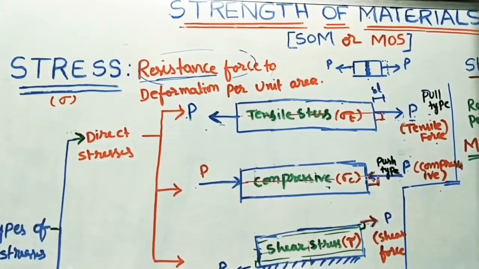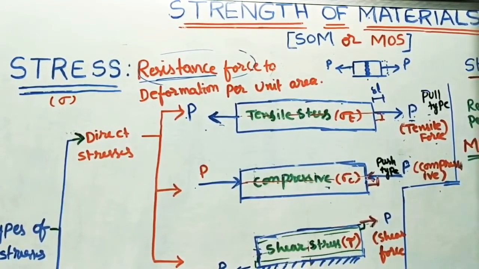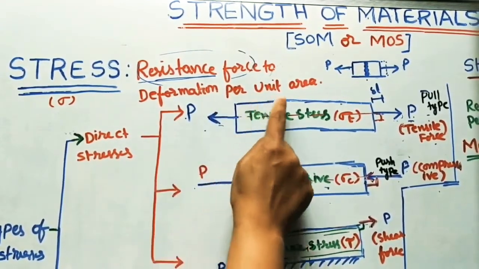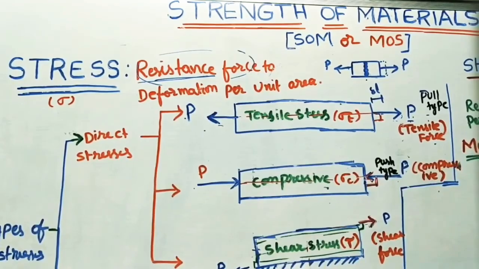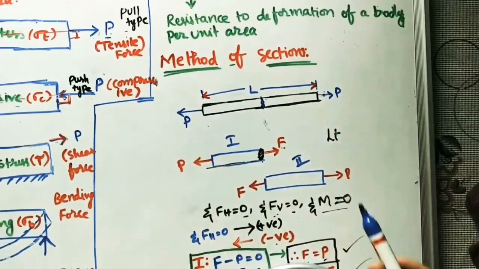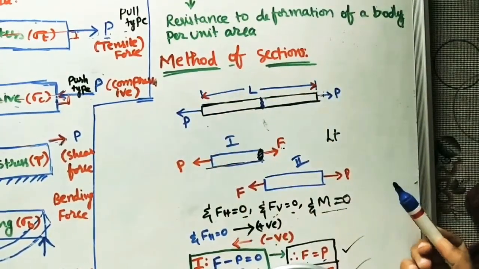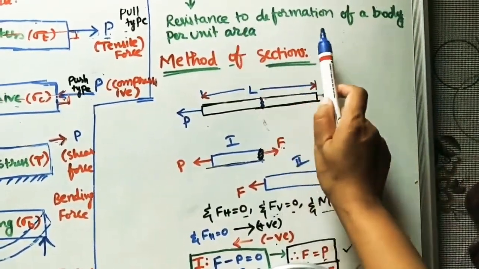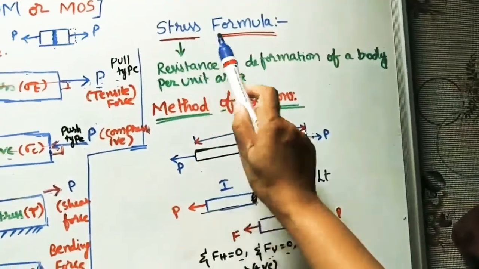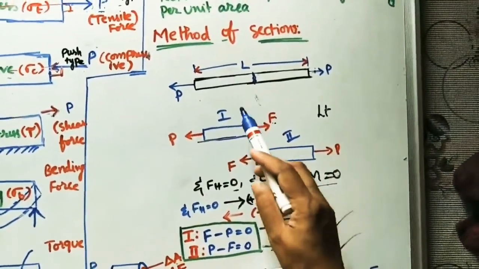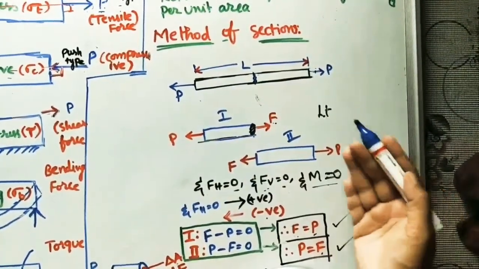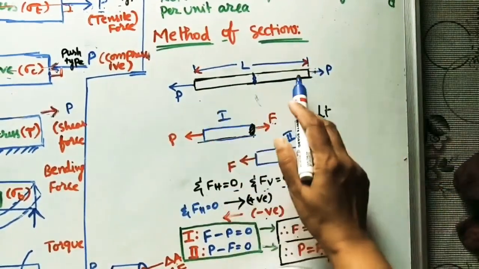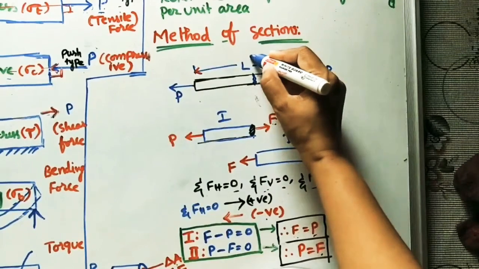We have discussed what stress is in the last class. Here I have written it is the resistance force to the deformation per unit area. One method is the method of sections, or sections method, for finding the resistance forces to the deformation. Resistance forces to the deformation means it is the stress. In this method we divide the body into 1, 2 or 3 parts. Here in this example I am dividing it into 2 parts.